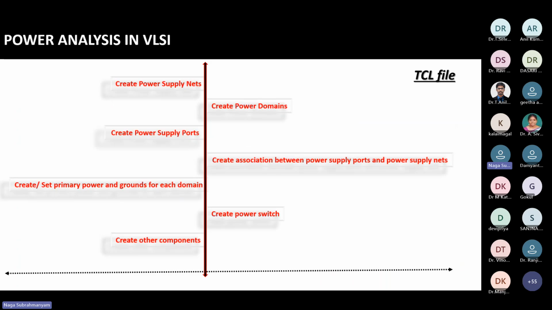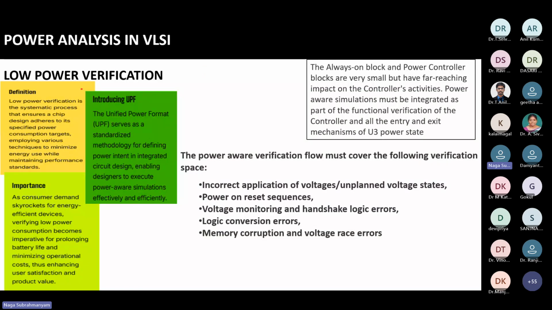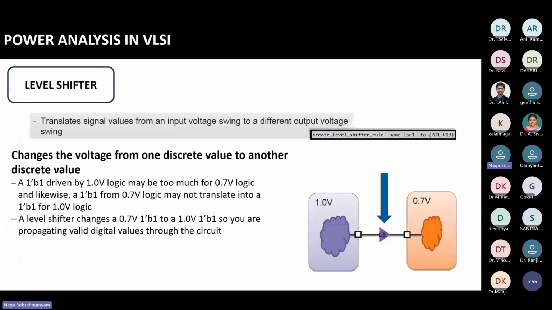Now, in the design, suppose one domain is working on 1 volt. Okay, so there are two domains: one is a 1 volt domain, another is a 0.7 volt domain. As a signal goes from one domain to another domain, there is a thing called a level shifter. All these level shifters are embedded in the design. So we need to verify that the level shifter is working properly or not.